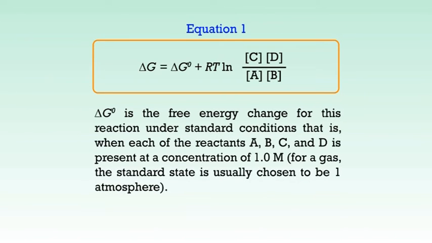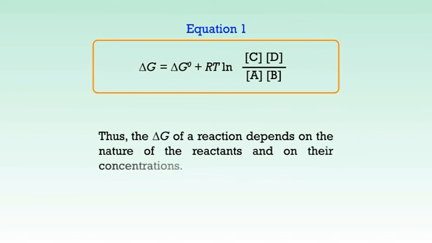Delta G naught is the free energy change for this reaction under the standard condition, that is, when each of the reactants A, B, C and D is present at a concentration of 1.0 mole; for a gas, the standard state is usually chosen to be 1 atmosphere. Thus, the delta G of a reaction depends on the nature of the reactants and on their concentrations.